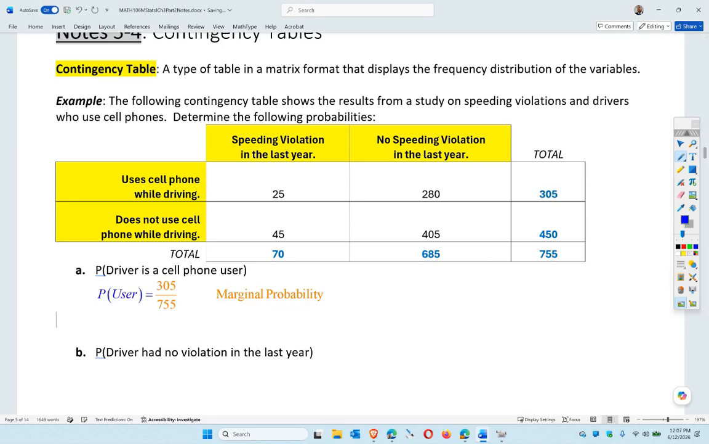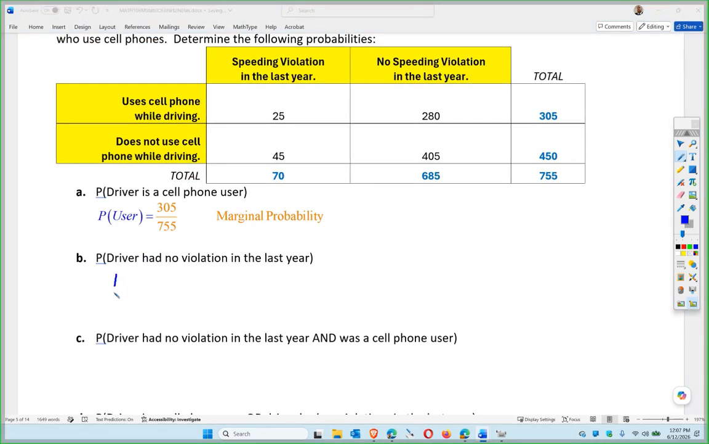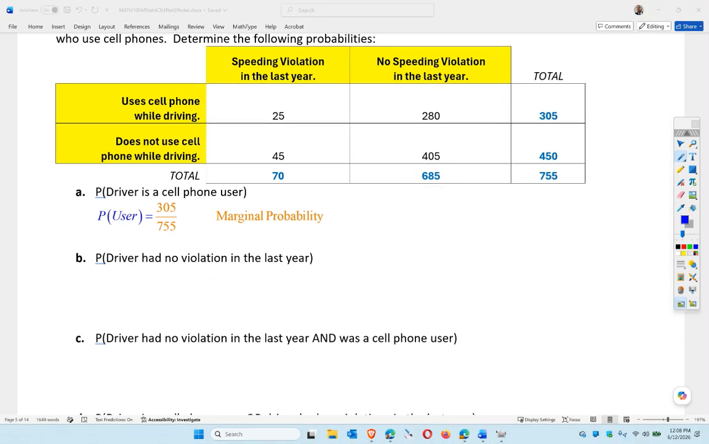Okay. Let's say we want no violations. So probability of no violations, correct? So no violations, 685, right? So 685 out of the 755, using the grand total. Again, this is a marginal probability. It's asking a single thing, so that's the marginal total essentially.